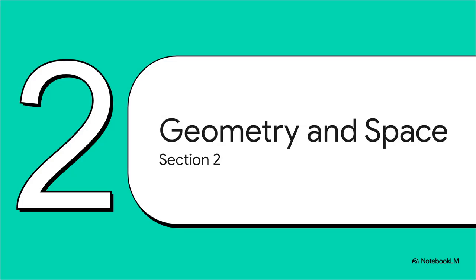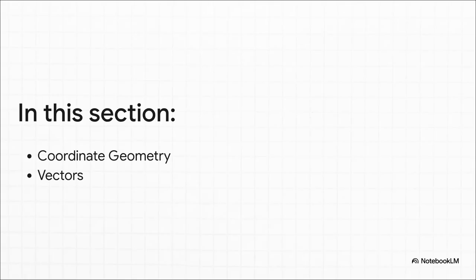All right, so now let's see how these abstract rules actually apply to the visual world. In Section 2, we are diving into geometry and space. We're going to explore how we use all those equations to describe shapes and positions. So we'll be looking at coordinate geometry in the classic XY plane. And then vectors, which take us into the third dimension. These are basically the 2 essential languages we use to describe the geometric world.